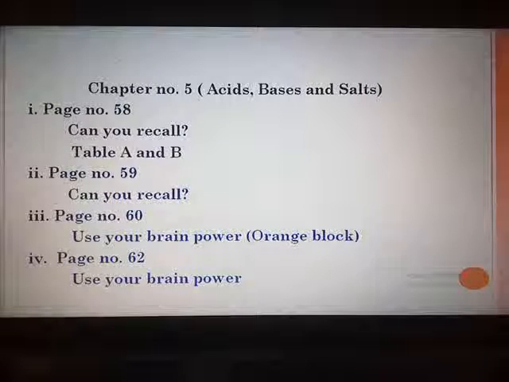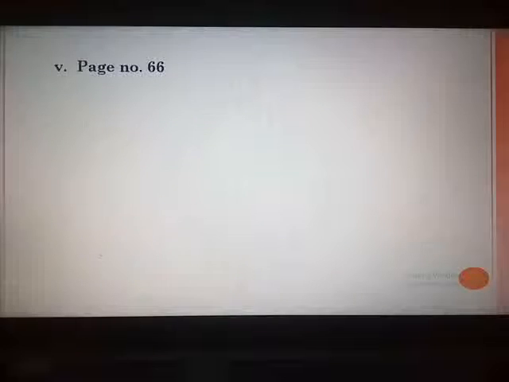Page number 63, there is no reduction. Page number 64, 65, there is no reduction. So directly we move on to page number 66. Page number 66, there are 3 reductions.